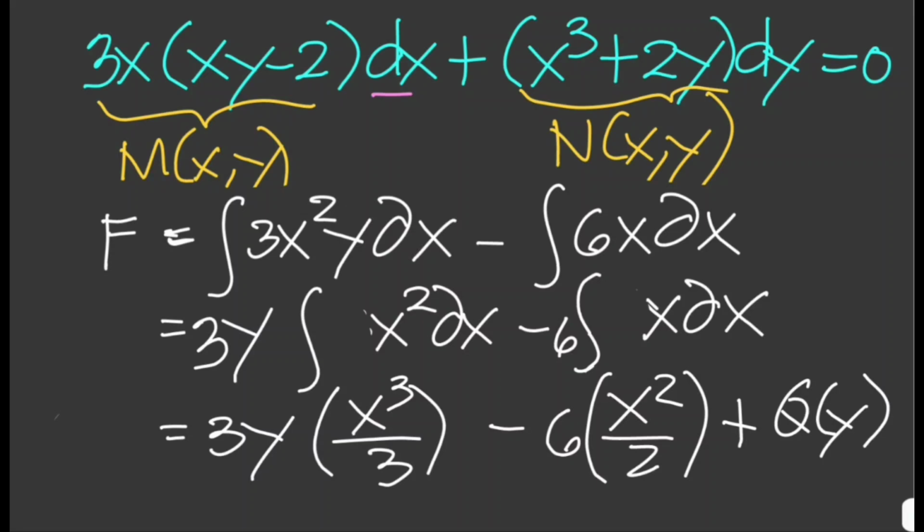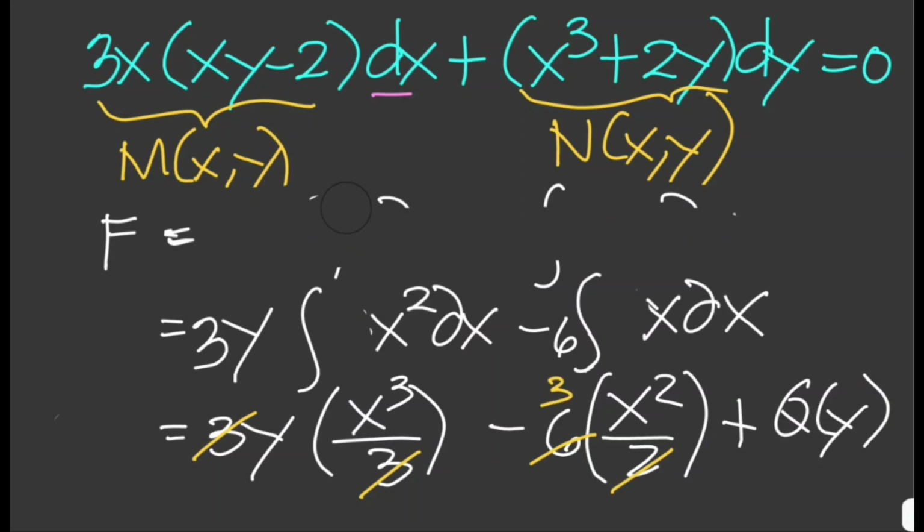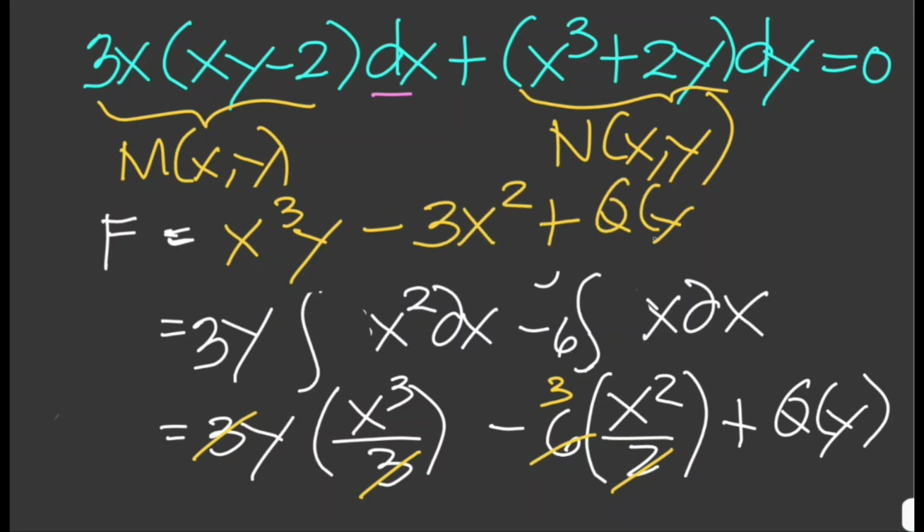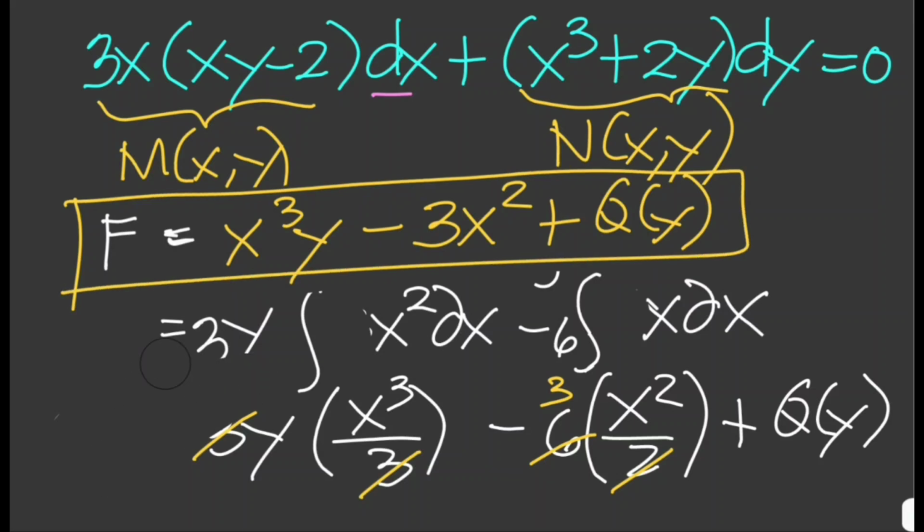Then we can further simplify this. The 3 here will cancel out, and then 6 is divisible by 2, so we have 3. Therefore, f is equivalent to x cubed y minus 3x squared plus q of y. So this is our first f.